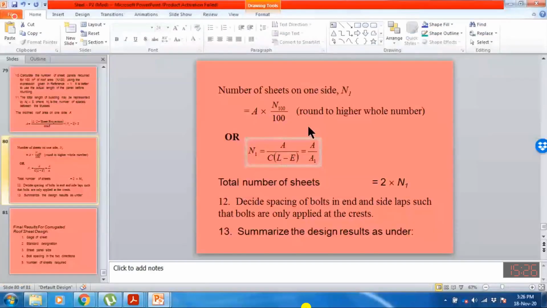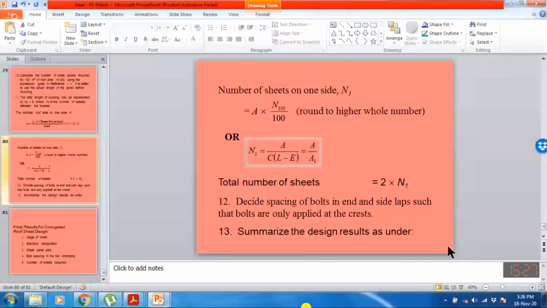So here we can compute the total number of sheets required on one side. And if we multiply by 2, then we will have the total number of sheets required to cover the entire roofing system or roofing area. And then we are connecting this by J-board, and we have to provide our result in the following summary.